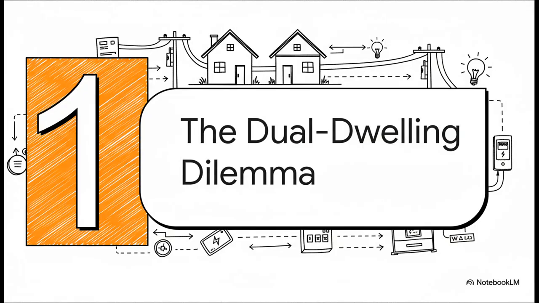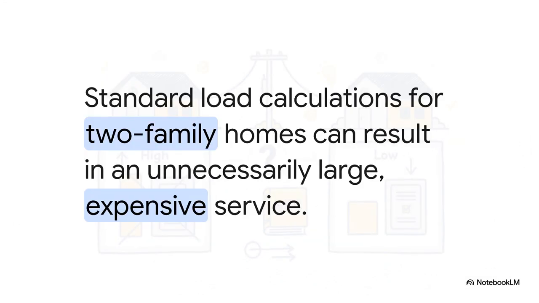And that feeling, right there, that's what I like to call the dual-dwelling dilemma. It's a super common scenario that a lot of us run into, and it all comes from how we're taught to run the numbers from the get-go. Okay, so here's the core of the problem. When you run a standard load calculation for two separate units, following all the regular rules in Part 3 of Article 220, the math often spits out a number that points to a really, really large service.